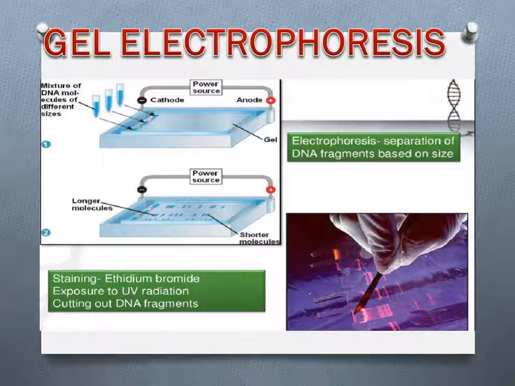Now, DNA fragments cannot be seen in visible light without staining. They are stained with ethidium bromide and made visible through UV radiation as bright orange colored bands. The bands are cut out of the agarose gel and extracted. This step is called elution, or they can be absorbed onto a nitrocellulose membrane by the process of Southern blotting.